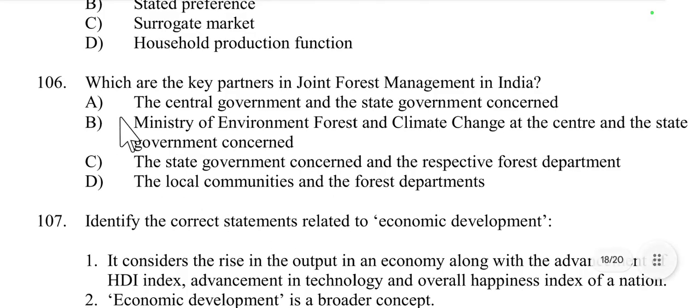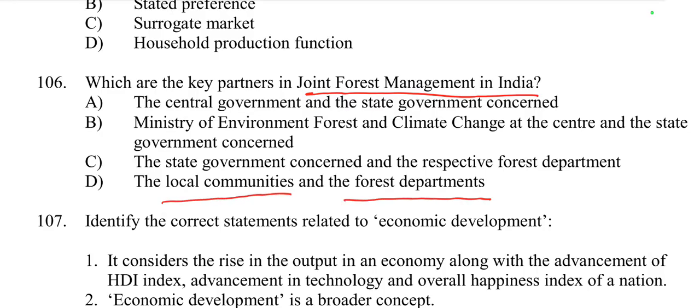Then come to question number 106. Which are the key partners in joint forest management in India? First one is the central government and the state government concerned, or the Ministry of Environment, Forest and Climate Change at the center and the state government concerned, or the state government concerned and respective forest department, or the local communities and the forest department. Yes, the key partners for joint forest management in India are the local communities and the forest department. So option D is the right choice.